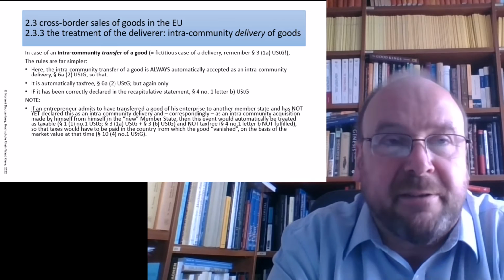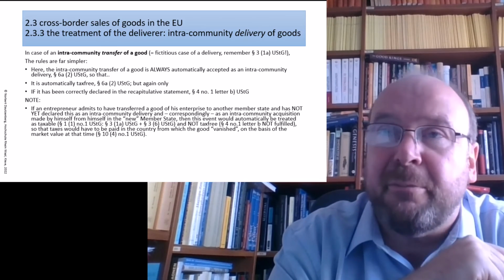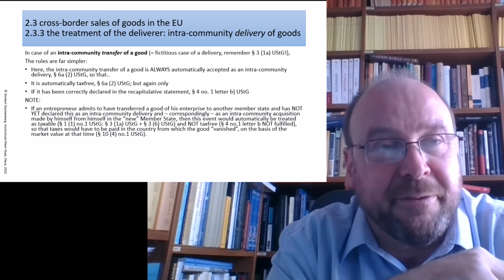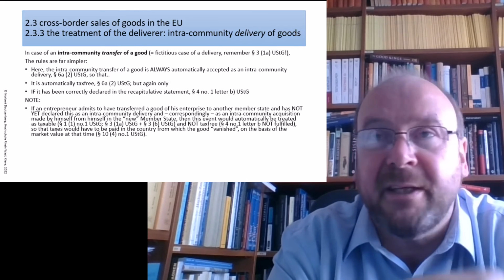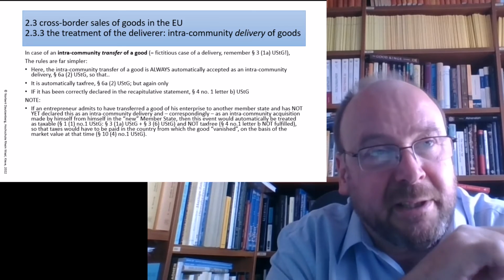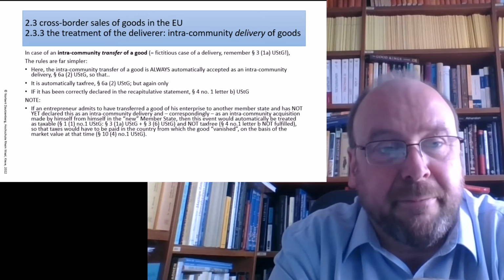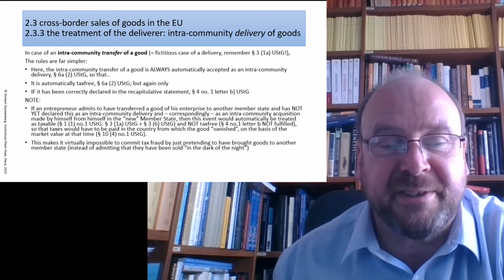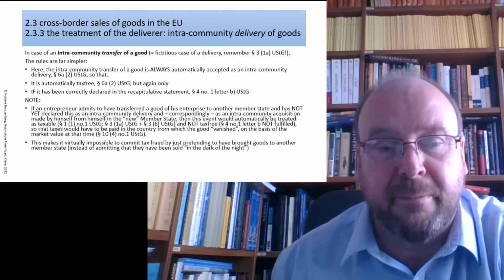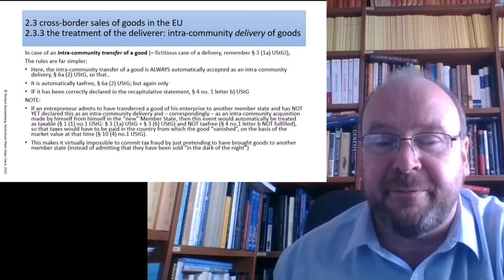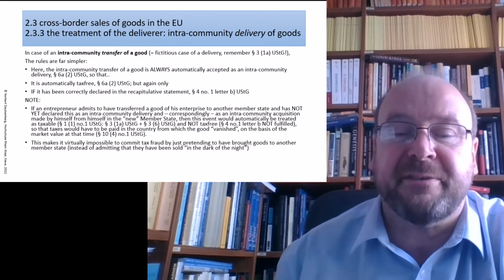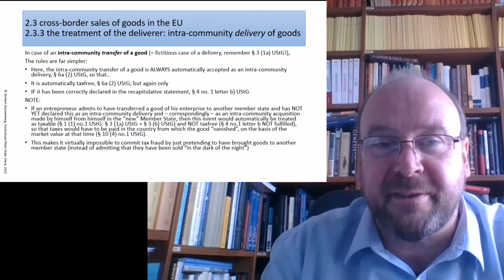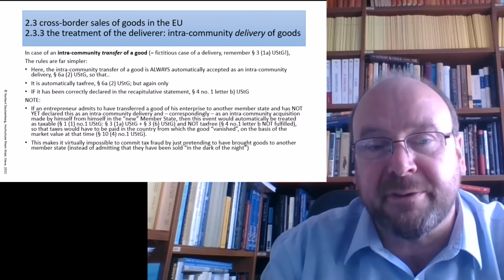And so you have to pay the full tax on the market price of the crane when it vanished from the supervision of the authorities, in the moment when you say you brought it abroad and it got lost from the books. So that's an ingenious system, which is absolutely perfect. This makes it virtually impossible to commit tax fraud by just pretending that you brought a good to another country and then it got lost from the books.